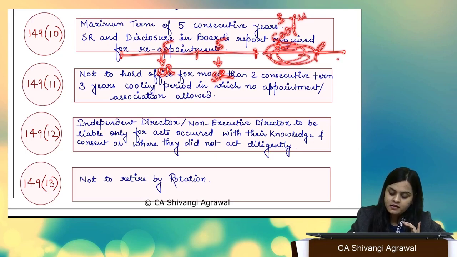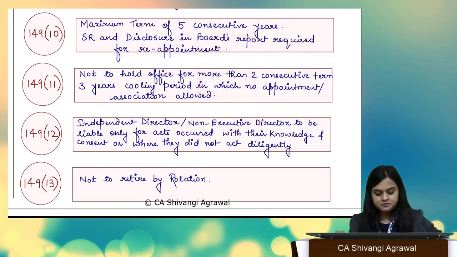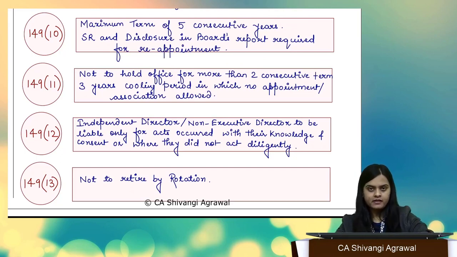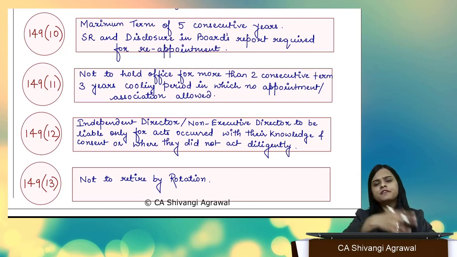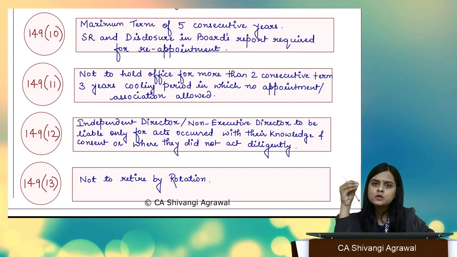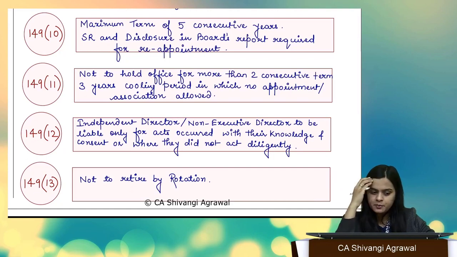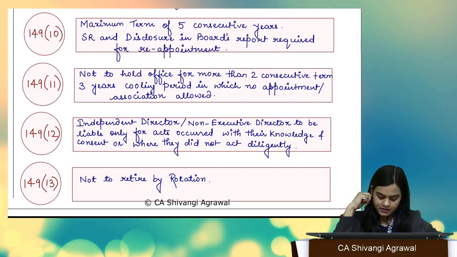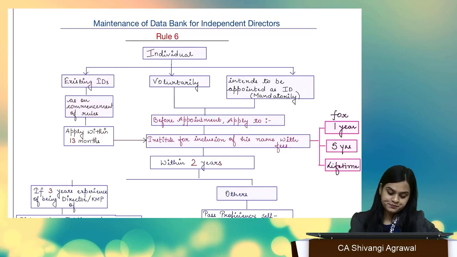Okay, during the second term, if the company's shareholders want the independent director to be removed, they have to pass SR for removal. OR will not suffice. Okay. Now, whoever is the independent director or any non-executive director, he cannot be held liable for everything that's happening in the company. He will be liable only for those acts where he has given his consent, he had knowledge, or he had not acted diligently. Only for those cases he will be responsible. Independent directors don't retire by rotation.